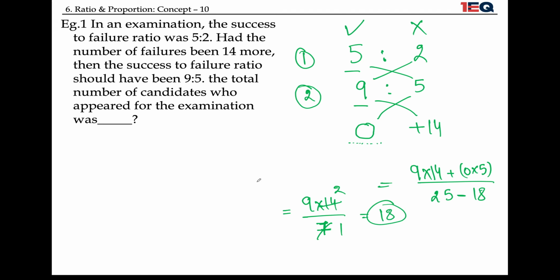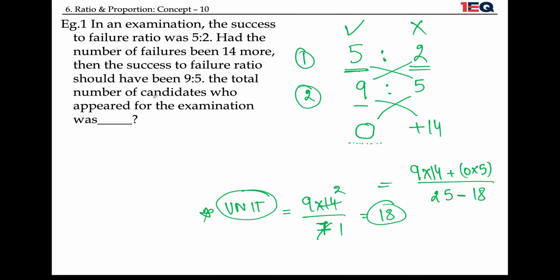nothing but not my final answer. 18 is not my final answer. 18 is nothing but the unit. Okay, I hope you get that very, very well, that 18 is the unit. Now this 18 can be applied anywhere, to 5 or to 7.